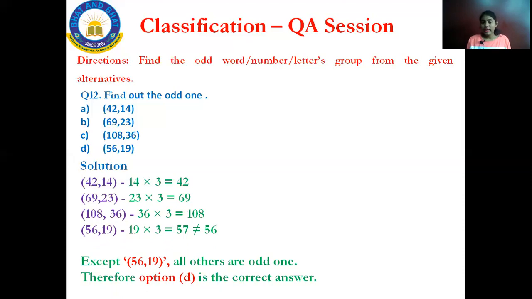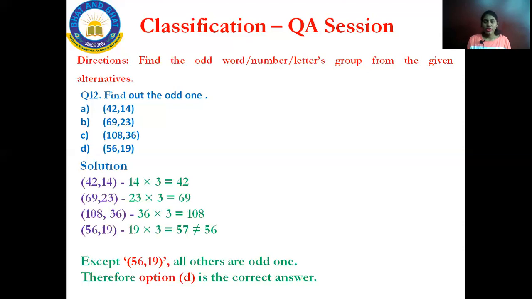And another reason is all are multiples of their given numbers. Like 23, in 23 threes are 69, both 69 as well as 23 will come. In 108 and 36, 36 threes are 108, 36 will come and 108 will also come. But in 19 ones, 56 won't come. It is not a multiple of 19. The rest are all multiples of the given number. I'll repeat once.